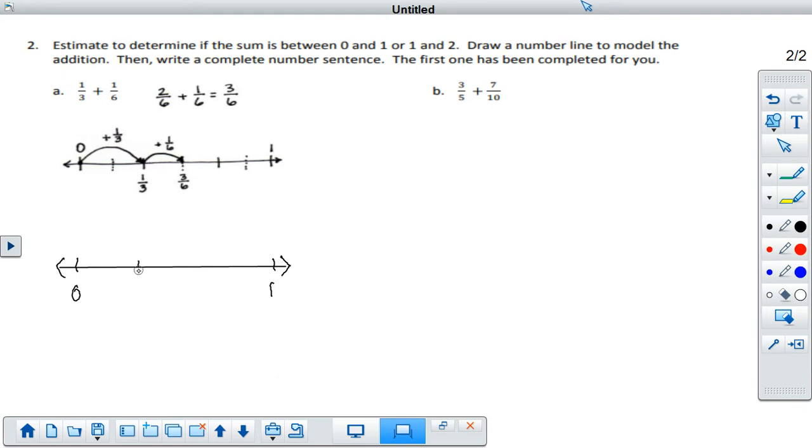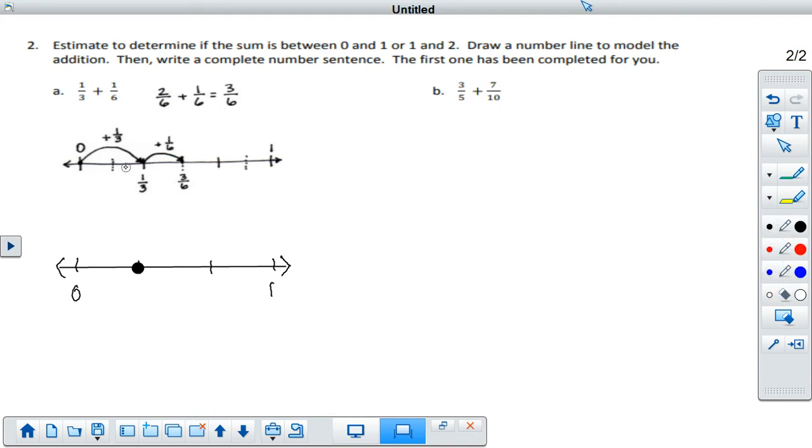So I'm breaking this up into 3 equal parts. And this is when I would want to make a mark where my 1/3 belongs. So I'm going to use this circle dot. And now I've drawn my 1/3. I'm going to use different colors just to make it stand out.